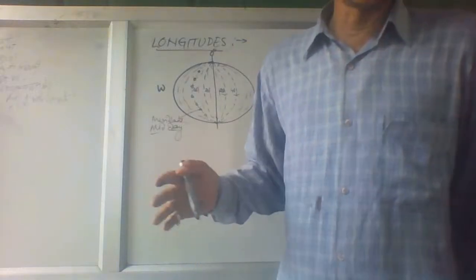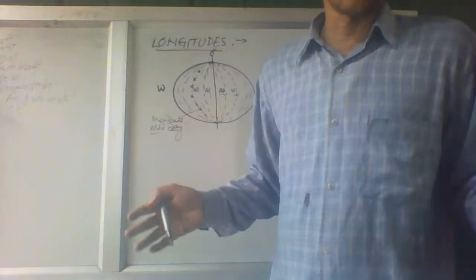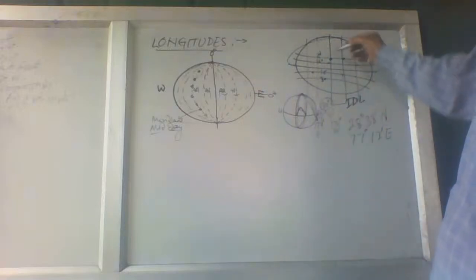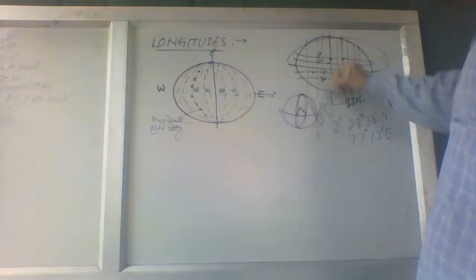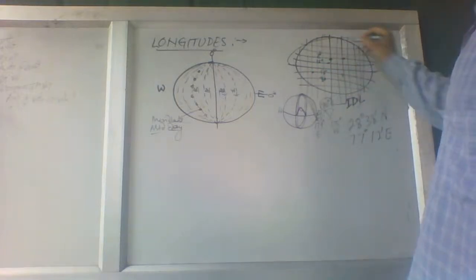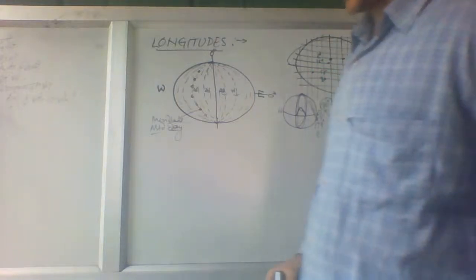Therefore, with the help of the network of latitudes and longitudes, the position of all places on the Earth can be known easily. This is a network. All different types of networks are formed over here, so we can easily find out the exact location of these things.